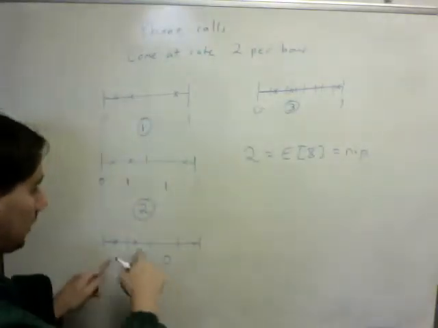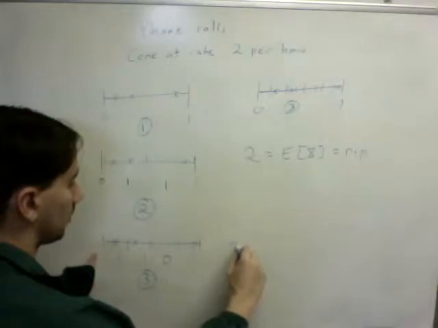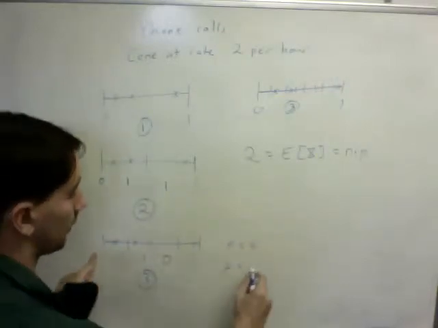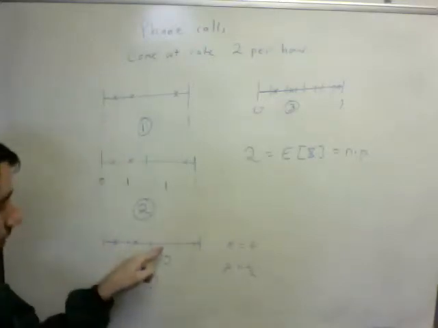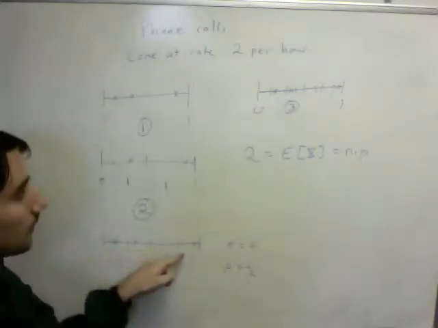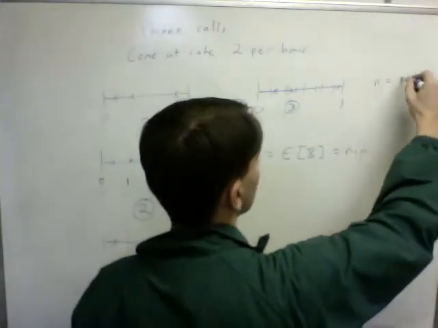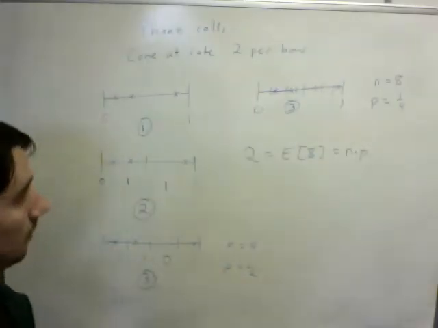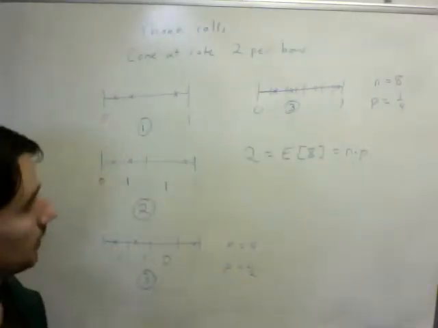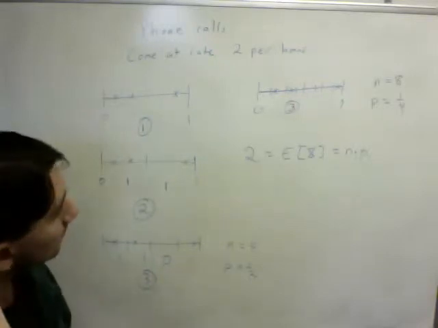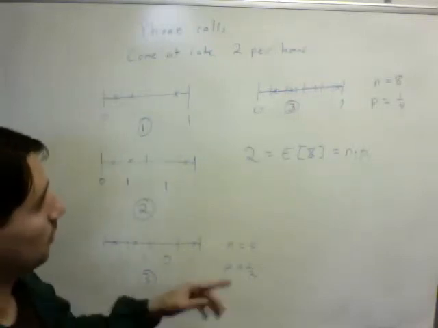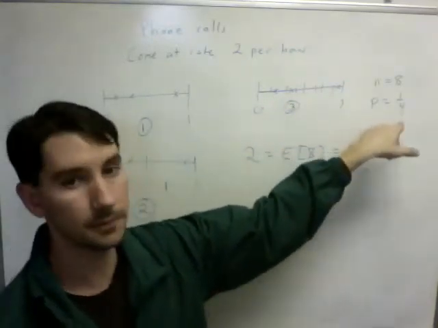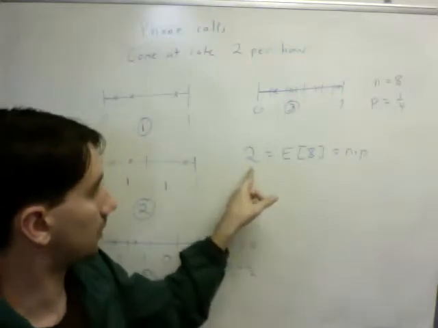So for example here, n equals 4, so p should equal 1/2. There's a 1/2 chance that there's a phone call in each 15-minute interval. But here n equals 8, and so p is going to equal 1/4. There's a 1/4 chance that in each 1/8 of an hour, we get a phone call. So notice that the number of trials goes up as we chop up more and more intervals, but the probability goes down. And their product is always fixed, it's 2.